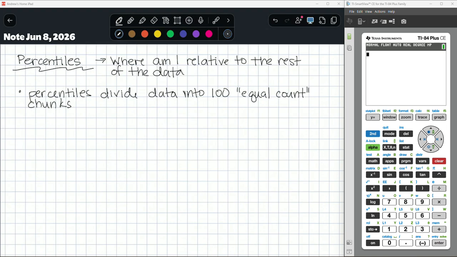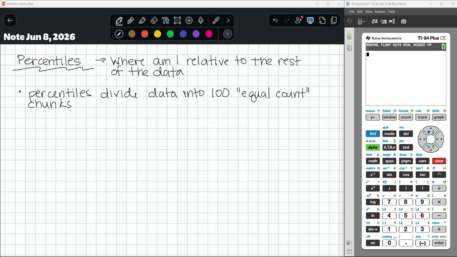When we divide data sets into 100 pieces, I need 99 dividers. So you're going to hear us talk about first percentile, 50th percentile, 99th percentile. You won't hear us mention a 100th percentile. That will vary depending on how you define percentiles. We're using the most common definition, the one you'll see in most introductory statistics textbooks, the one you're most likely to see in your specialty.